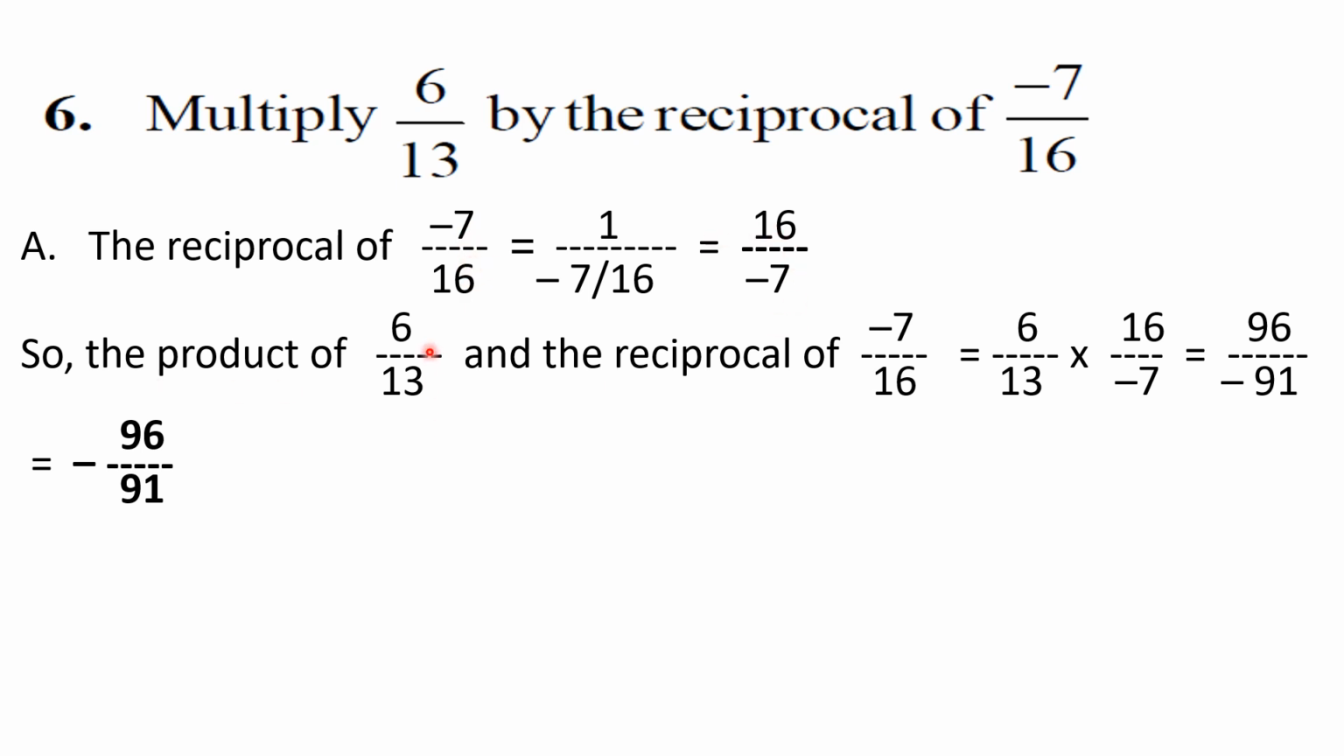So the product of 6 upon 13 and the reciprocal of minus 7 upon 16 is equal to 6 upon 13 into, this is the reciprocal, 16 upon minus 7. So 16 into 6 is 96, 13 into 7 is 91, and the minus sign is retained. This minus sign comes in front of the rational number, so it becomes minus 96 upon 91. This is the result of 6 by 13 into the reciprocal of minus 7 upon 16.